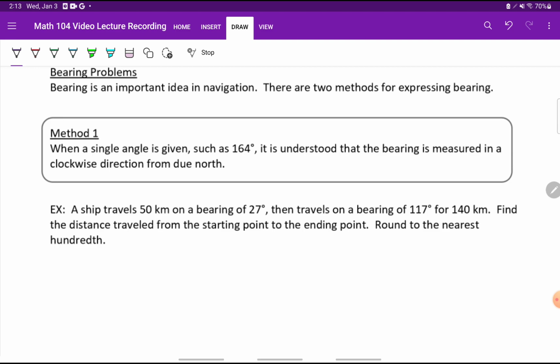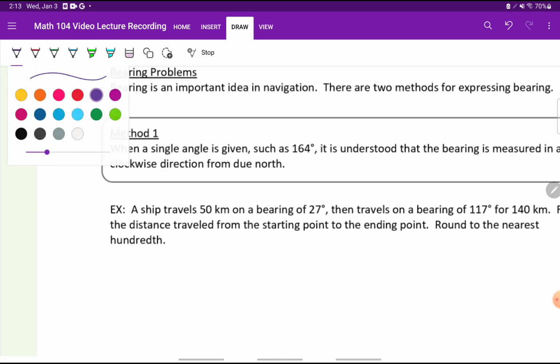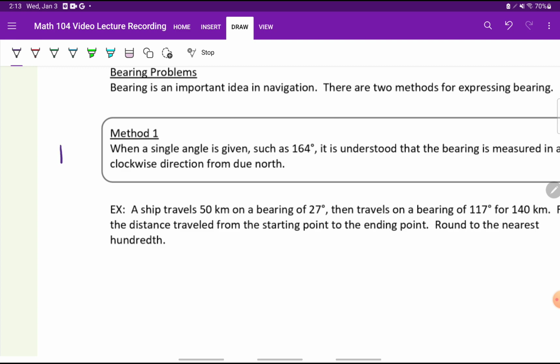It is understood that the bearing is measured in a clockwise direction from due north. So when you're given a single number like that and it's a bearing problem, you start with a due north line, and then you're going to rotate clockwise that many degrees. So something like this, 164 degrees.